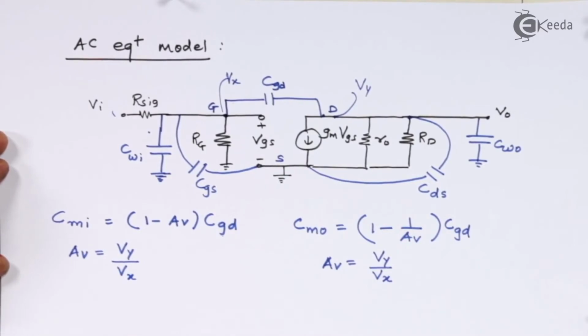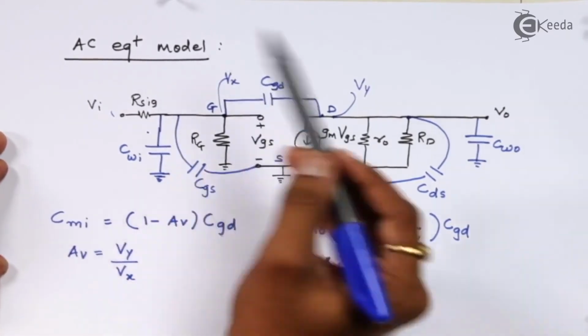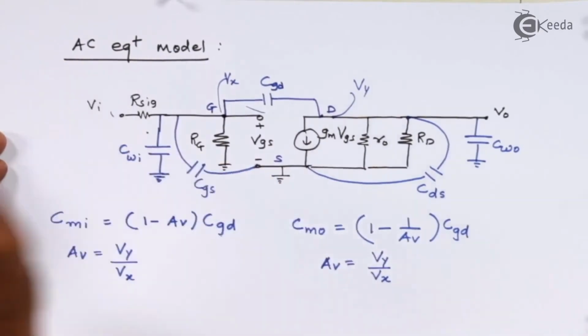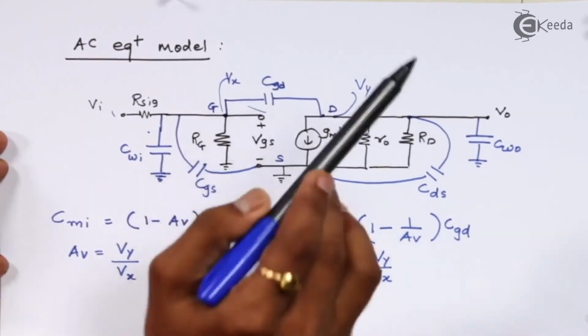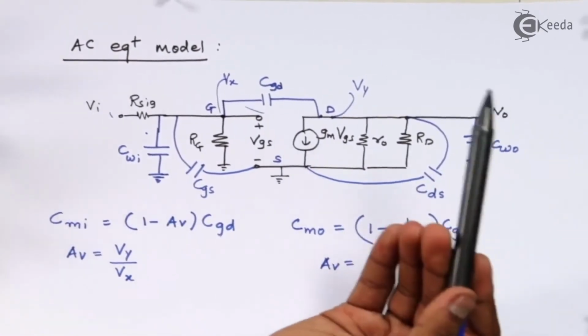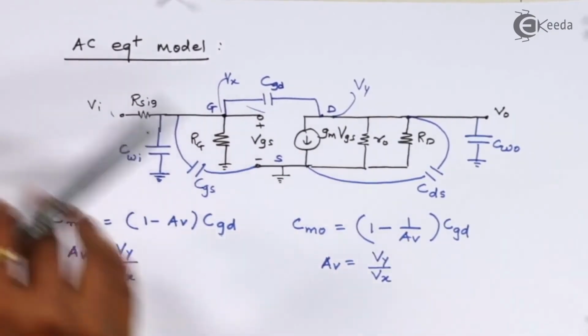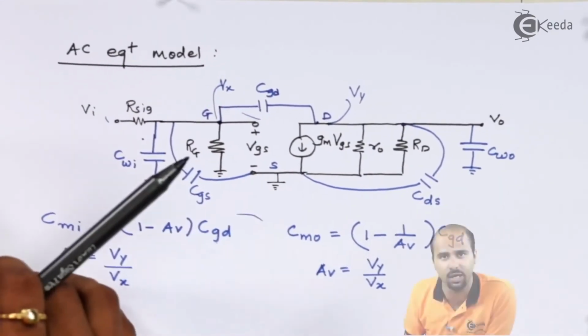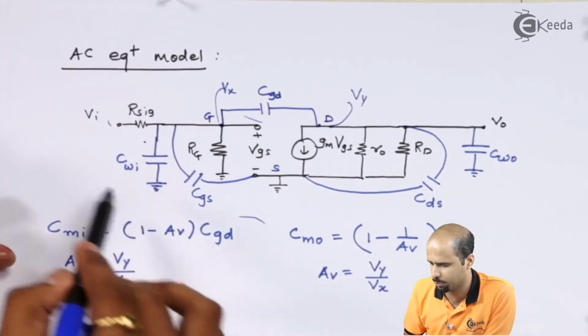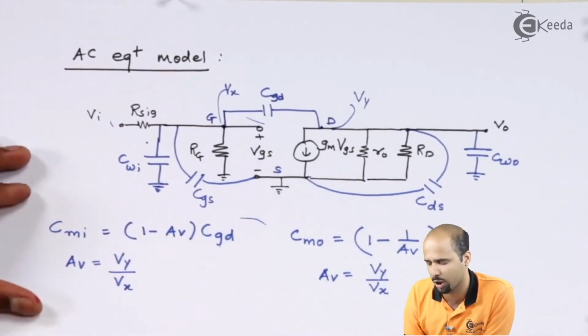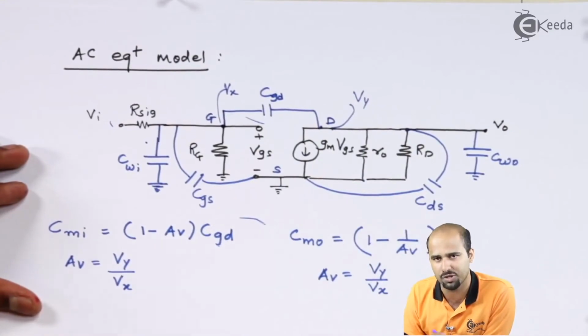So we have calculated the value of CMI. Now we don't have to worry about this CGD. We'll replace it at the input side as well as the output side. Then we will see how your circuit will look. So pause your screen, try to form the modified AC equivalent model and then come to me. Pause your screen.